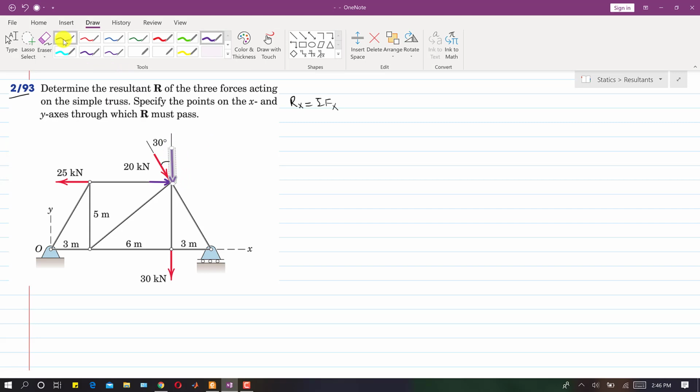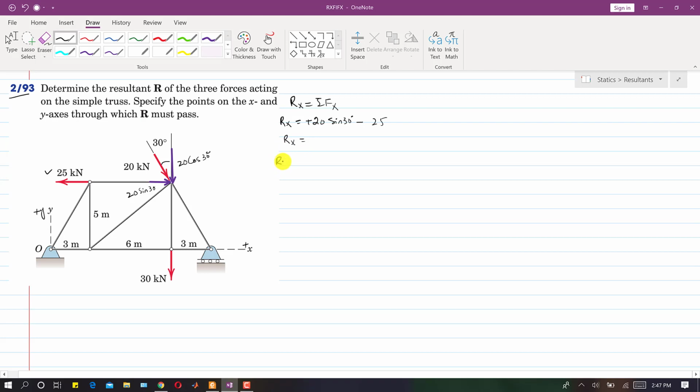So this will be the cos component, 20 cos of 30 degrees, and this one will be 20 sine of 30 degrees, right? Now, if this is the positive x direction and this is the positive y direction, we can write that Rx is equal to, only this component is in the positive x direction, so plus 20 sine of 30 degrees minus this component, which is 25 kilonewton, so minus 25. This will give us the magnitude of Rx.